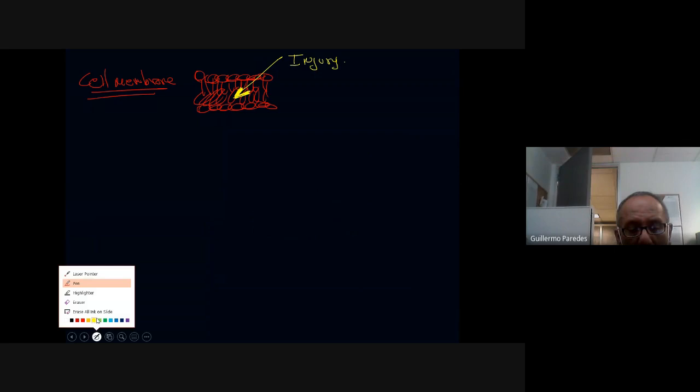So this injury could be mechanical, chemical, whatever you want. What is going to happen? The cell is going to react to this injury with histamine. So I'm going to release histamine. This histamine can go out of the cell, and the cell is being destroyed. So what is this histamine doing? This histamine is going to activate other cells to produce what we call the prostaglandins.